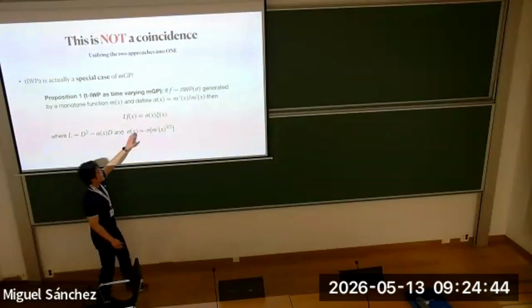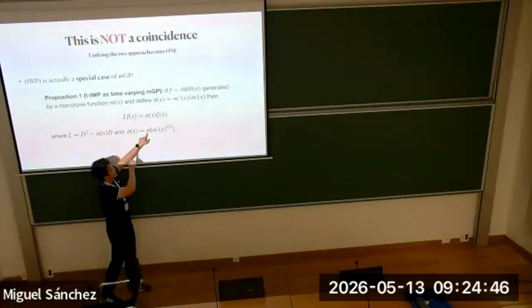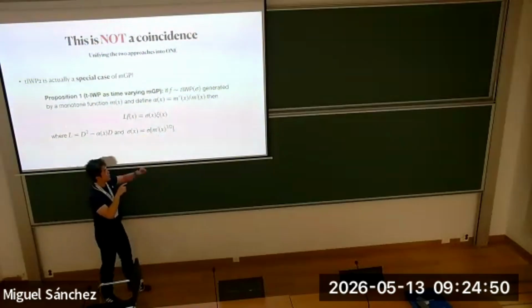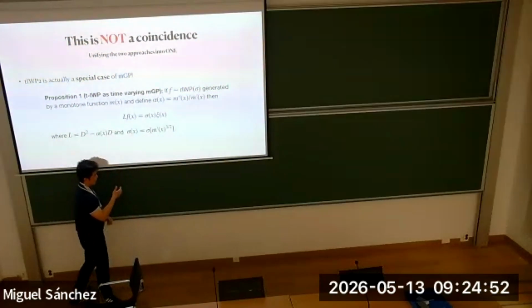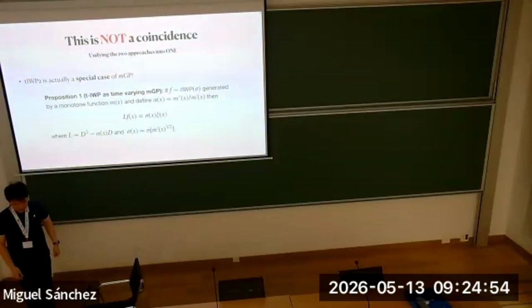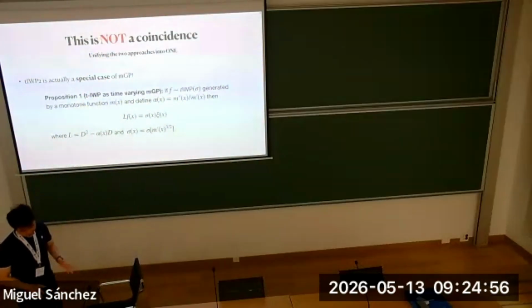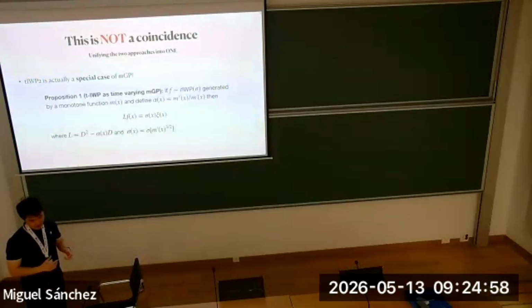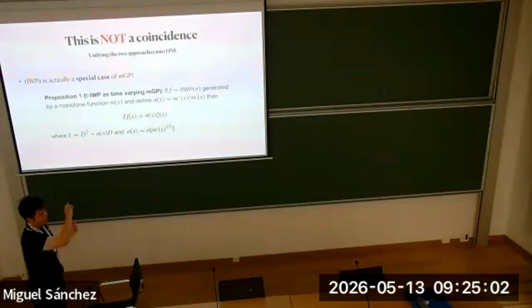And what is sigma x? It's just the original sigma parameter in TIWP multiplied by this factor, which is the derivative of x to the power of a certain degree. So basically, it's saying TIWP is like a time-varying MGP with changing penalty over time.